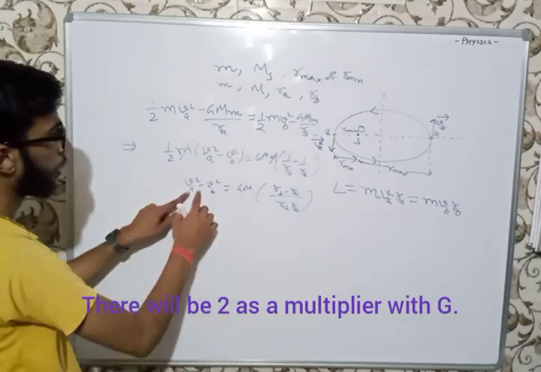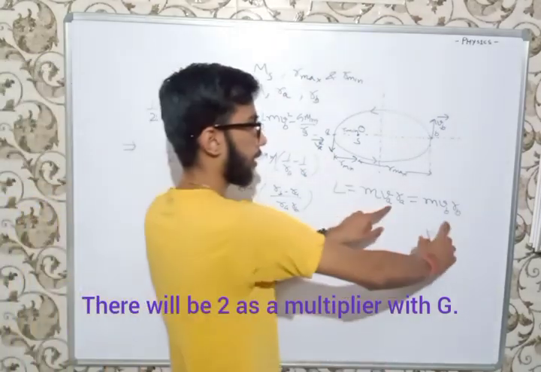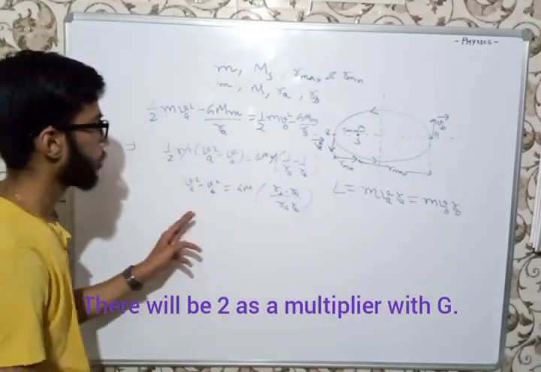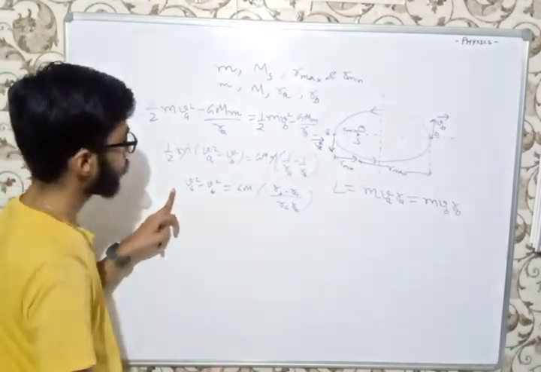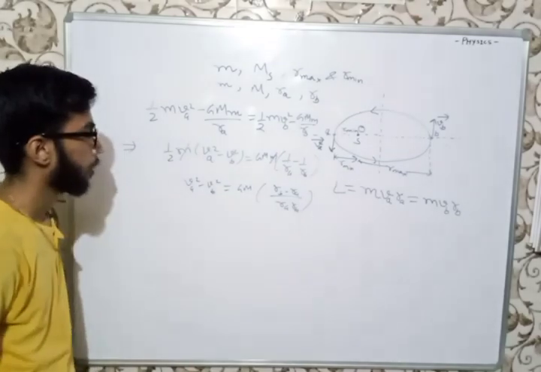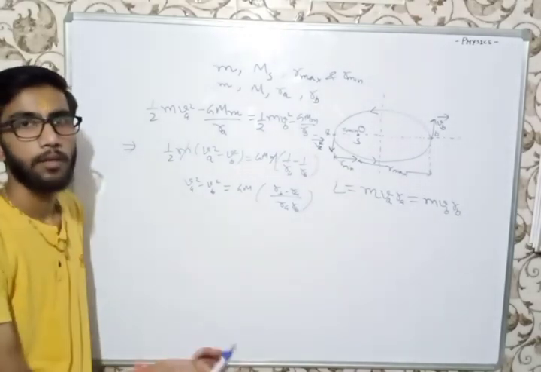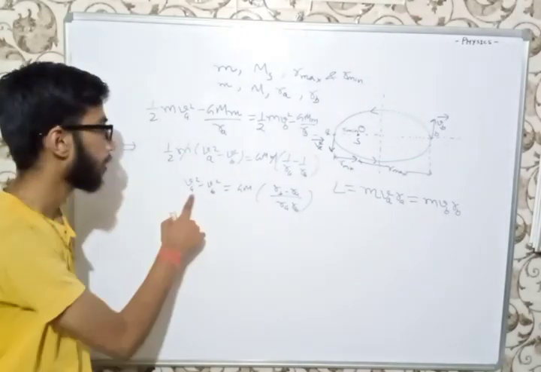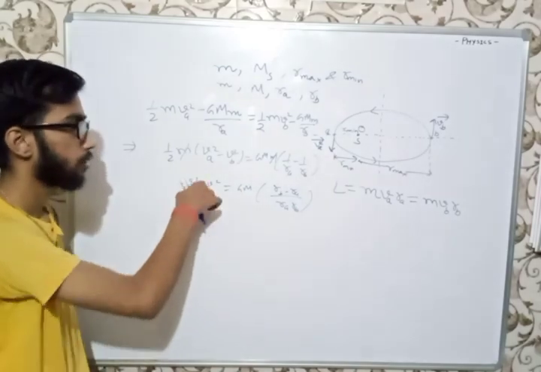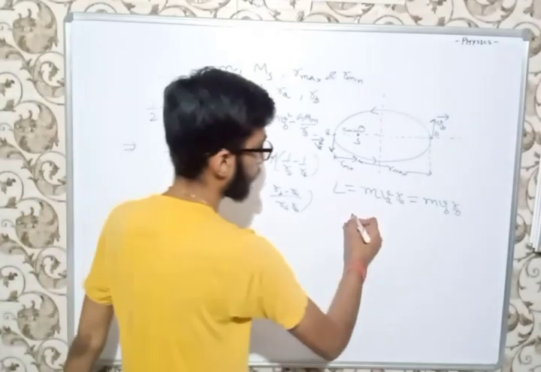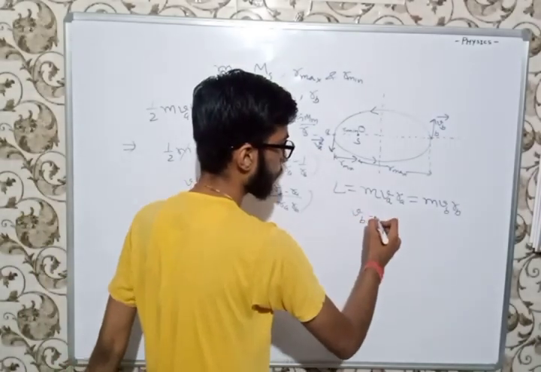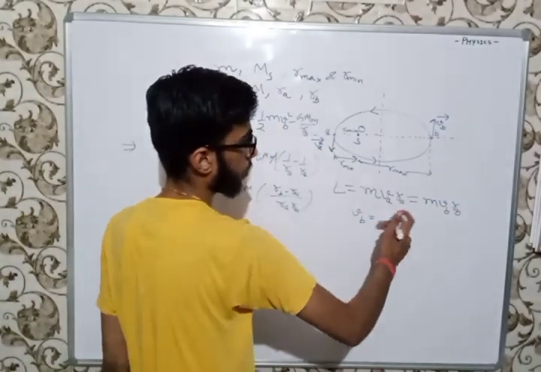I have a relation between RA and RB, and I have a relation between VA and VB. I have two equations and two variables, so I can solve. Just substitute the value of VB. I want the value of VA or VB. If I want the value of VA, I will eliminate VB. So in order to eliminate VB, I can write the value of VB from this equation.